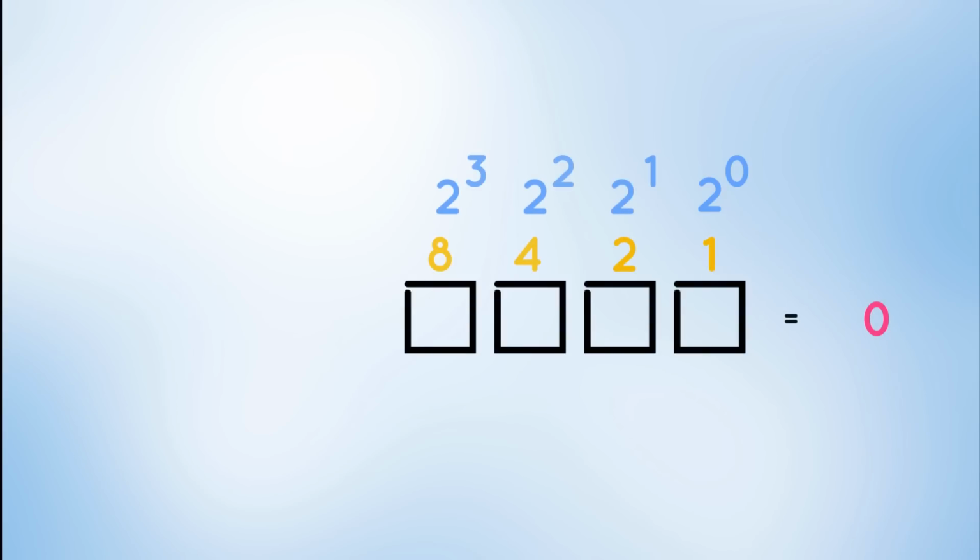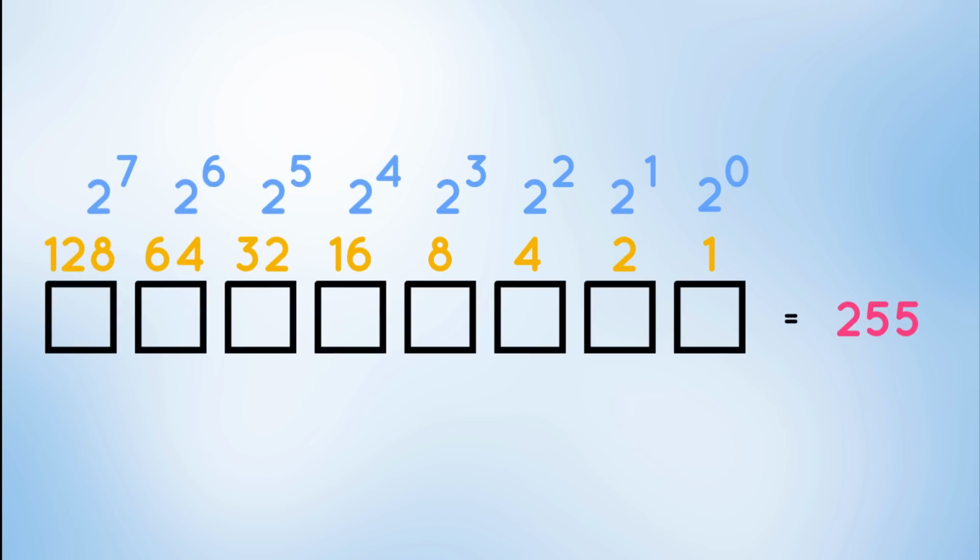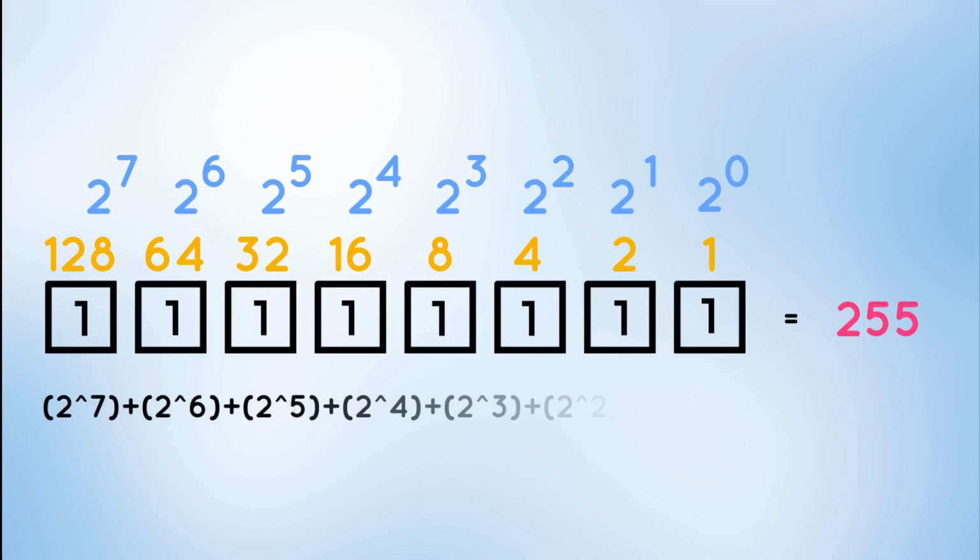What's the binary representation of 0? Well, none of these numbers go into 0. So we leave 0 for each placeholder, leaving us with a binary representation of 0, 0, 0, 0. What about 255? Well, for that we'll need 8 placeholders, 2 to the 0 up until 2 to the 7, and so if you do the math we just talked about, you'll realize that its binary representation is all ones. 8 ones, as all of these numbers add up exactly to obtain 255.